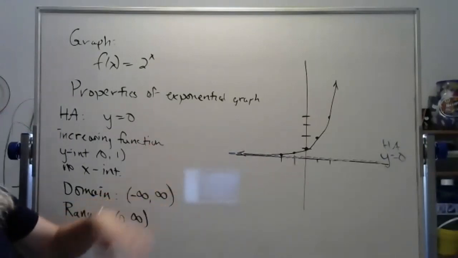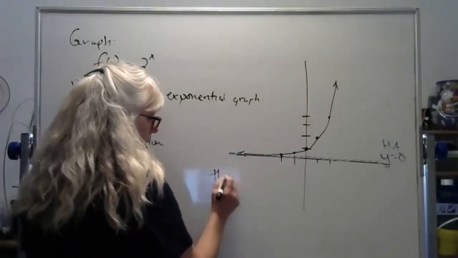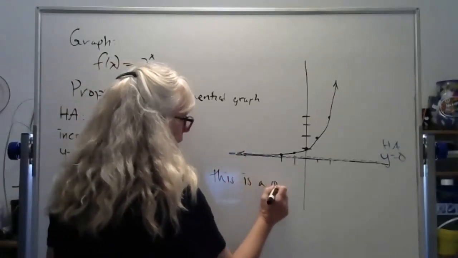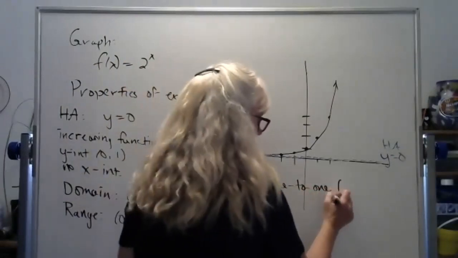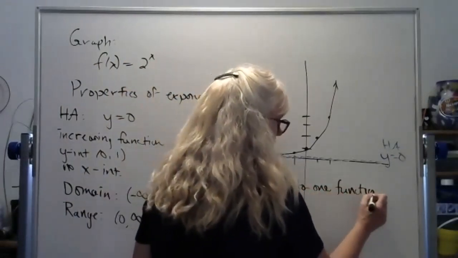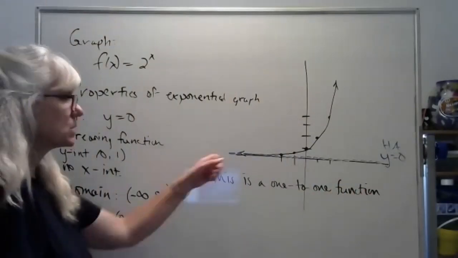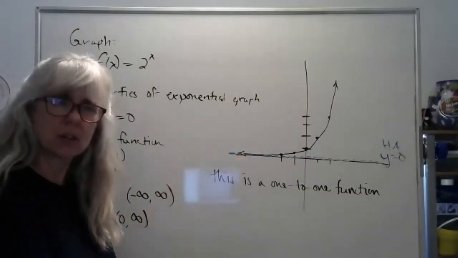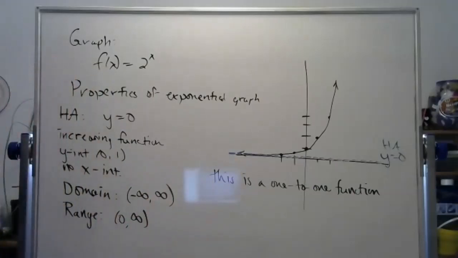The other thing I would like to add in is notice that it is 1-to-1. So we'll say this is a 1-to-1 function. And why am I even bringing that up? Well, because we just got through doing it in section 6.2. And because it's 1-to-1, it will have an inverse that we'll talk about tomorrow. So it is a 1-to-1 function.